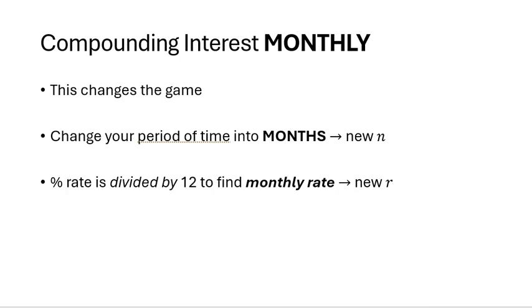Alright. Compounding interest monthly. So this changes the whole thing. Okay, very important. You have to change a period of time into months. So however many months there are. Doesn't matter what they give you, you have to just convert it into months. This is your new compounding period value. Now, your percentage rate gets divided by 12 to find the monthly rate. So, this will be your new R value as well.